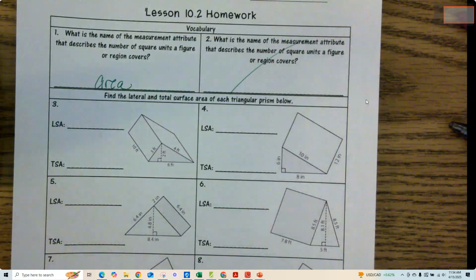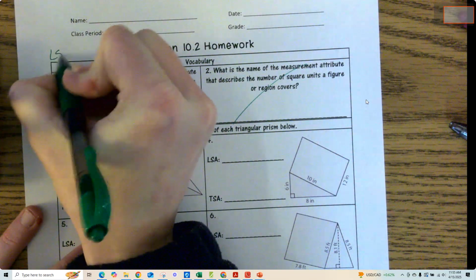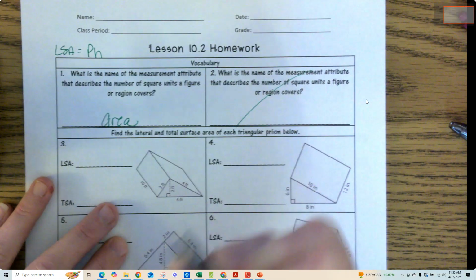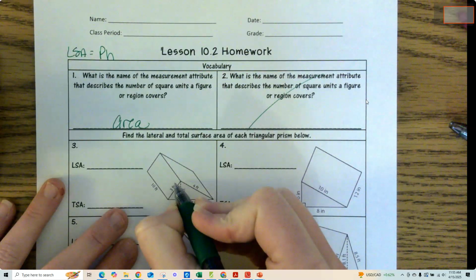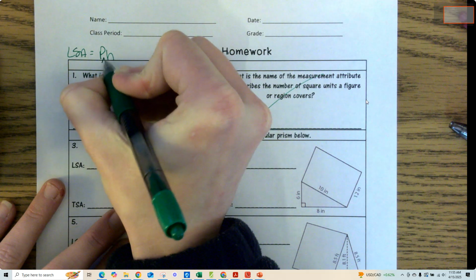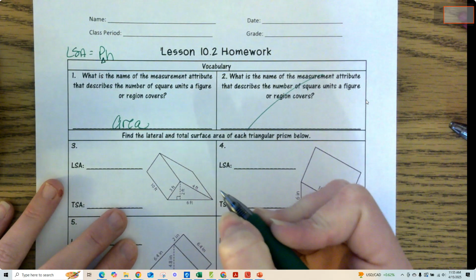Okay. Same formula that we used yesterday. Lateral surface area, which is just the sides, is perimeter times height. The P this time is going to be the perimeter of the triangle. Okay? So if you want to make a little note in there, like put a little triangle there so you remember, that's okay.